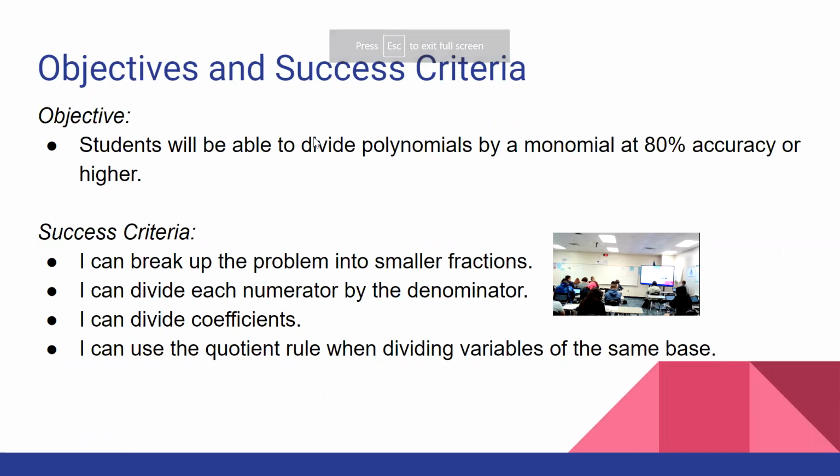Then here's how you will be graded on this lesson. On the test, you need to be able to break up the problem into smaller fractions. You need to be able to divide each numerator by the denominator, which means coefficients you treat like normal. If it's 10 over 2, you still do 10 divided by 2. But you need to use the quotient rule when you're dividing variables of the same base. So hopefully you remember the quotient rule. That one says that if you have variables of the same base being divided, you subtract the exponents. So we'll do a few of those to warm ourselves up for the class.